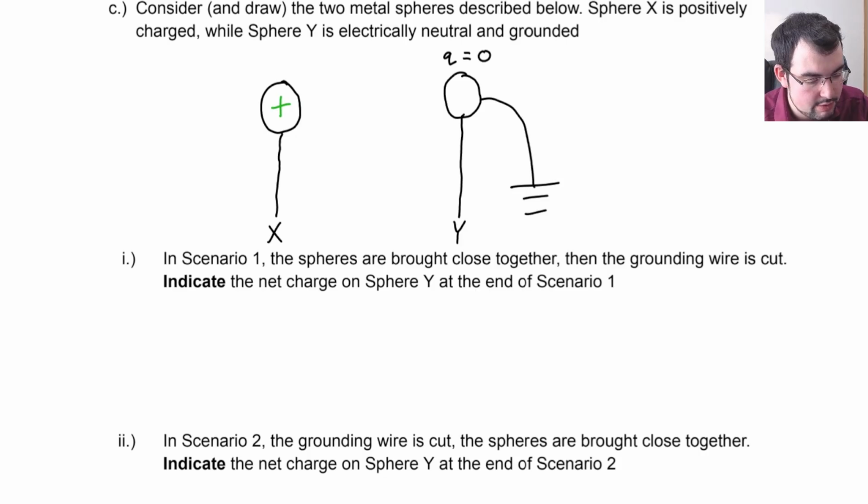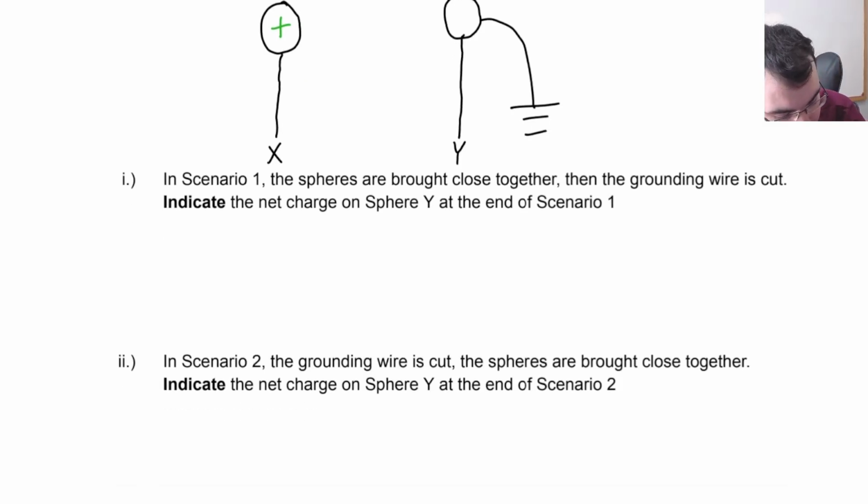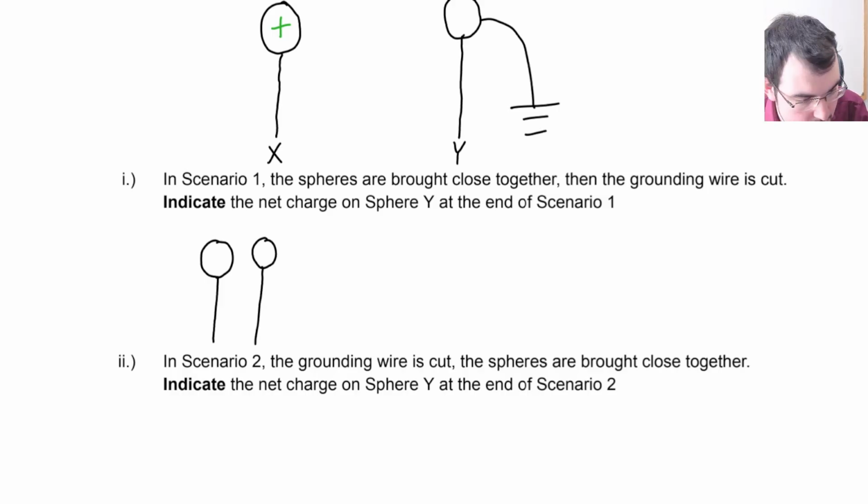First, let's say we brought the spheres together, then we cut the grounding wire. What would happen to the charge on sphere Y? So if we bring the spheres close together, what is that going to do? Well, I've brought a positive near here. So that's going to try to polarize these charges.